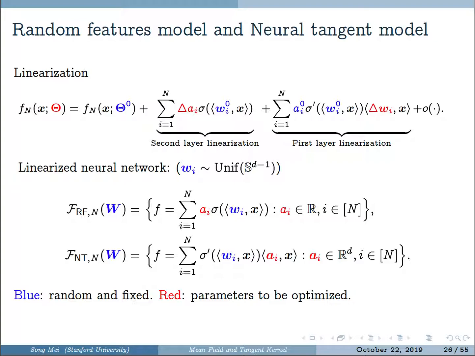And the parameters it will fit in this function class are these a_i's. These a_i's are d-dimensional Euclidean vectors. These a_i's are different from this a_i. So this a_i is a scalar, and this a_i is a d-dimensional vector. So in a function class, in the neural tangent class with n neurons, because each parameter is a d-dimensional Euclidean vector, the total number of parameters in this neural tangent class is n times d.